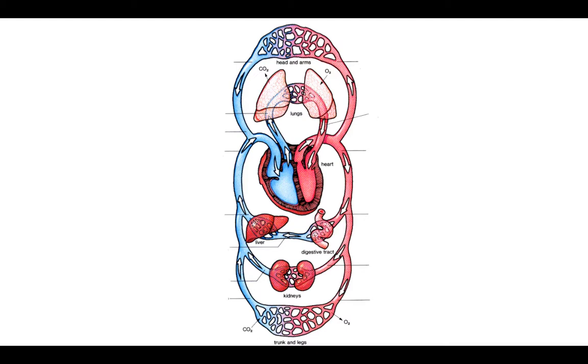So this is a schematic drawing of the human circulatory system. And so we're going to talk about the main arteries and veins that make up this system. So the first one is the aorta. So the aorta is the main artery coming out of the heart. Okay, so we're going to start going through the arteries. So the aorta comes out of the heart.